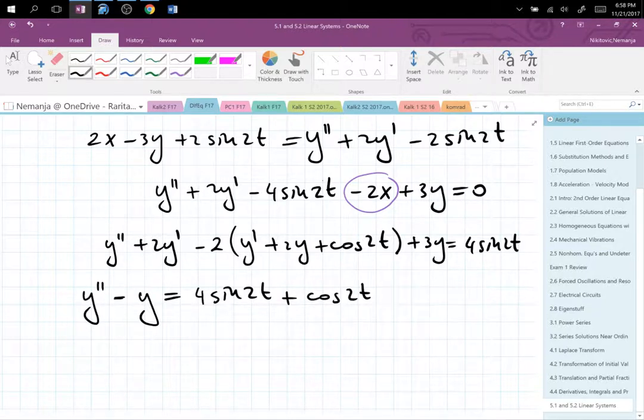And there it is. The system converted into this second order constant coefficients equation, and it's non-homogeneous. I think this is probably the easiest part.